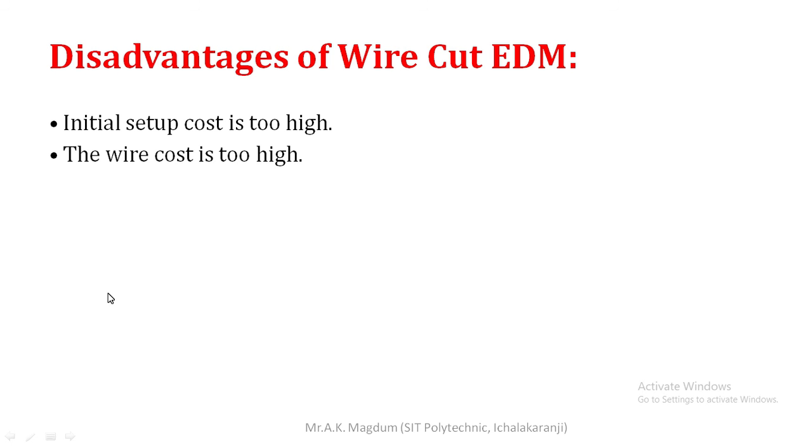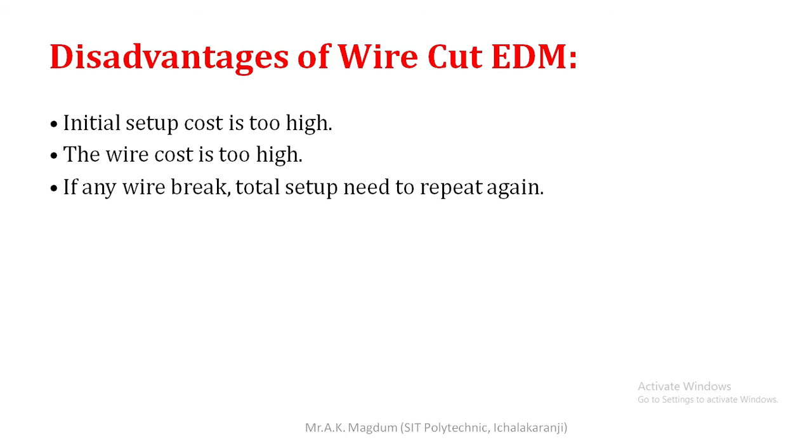Next, the wire cost is too high compared to other electrodes. The cost of wire is too high. Next, if any wire breaks, the total setup needs to be repeated again. At the time of machining, there may be chances of wire breakdown for many reasons, such as the wire losing its thermal properties, due to which there is a need to set up all the wire again. So repeat time is required to set all the wire and everything. So these are the drawbacks or disadvantages of wire cut EDM.